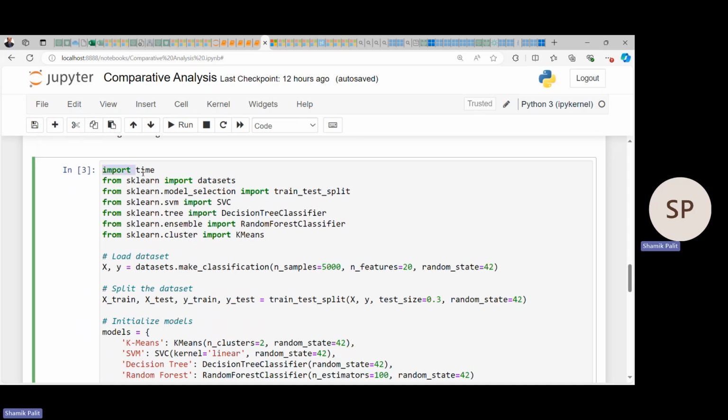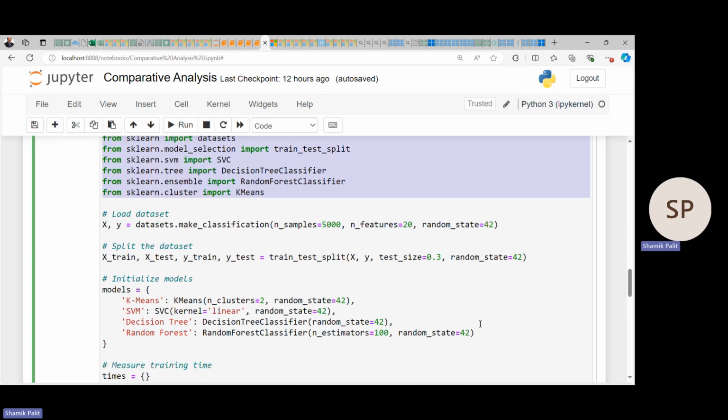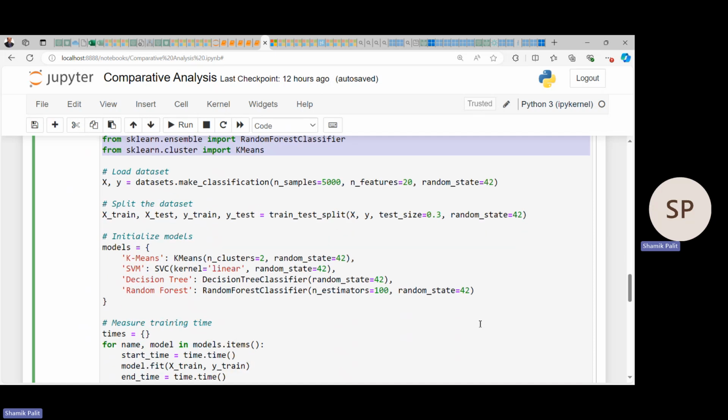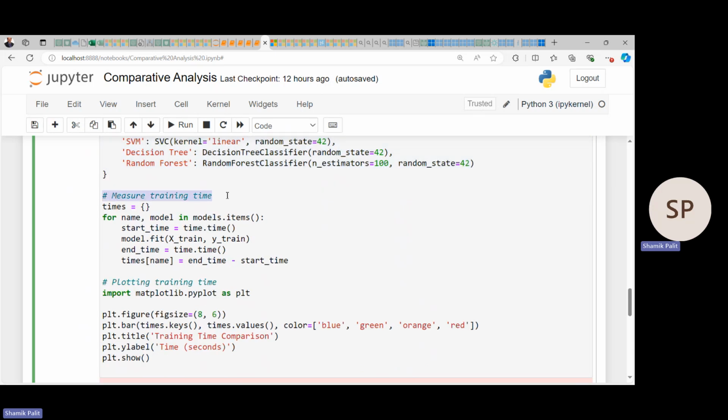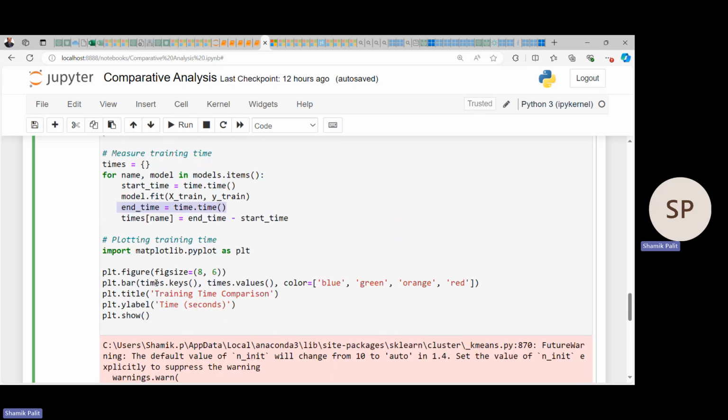For that, we have imported time, and the rest are all packages as usual, which we have taken from the decision tree, random forest, and k-means. And finally, here our main intention is to get the training time. Okay, so we have taken all these models. As you can see, all four models have been taken into consideration, and we start measuring the time, which is the most important concern for this particular implementation. We have taken the start time, the fit function, and the corresponding end time. And finally, we have plotted that particular data.